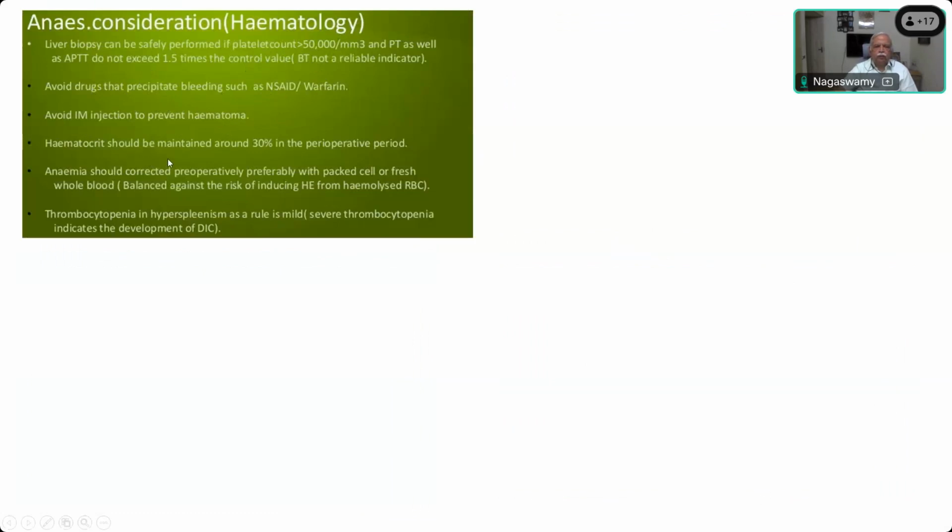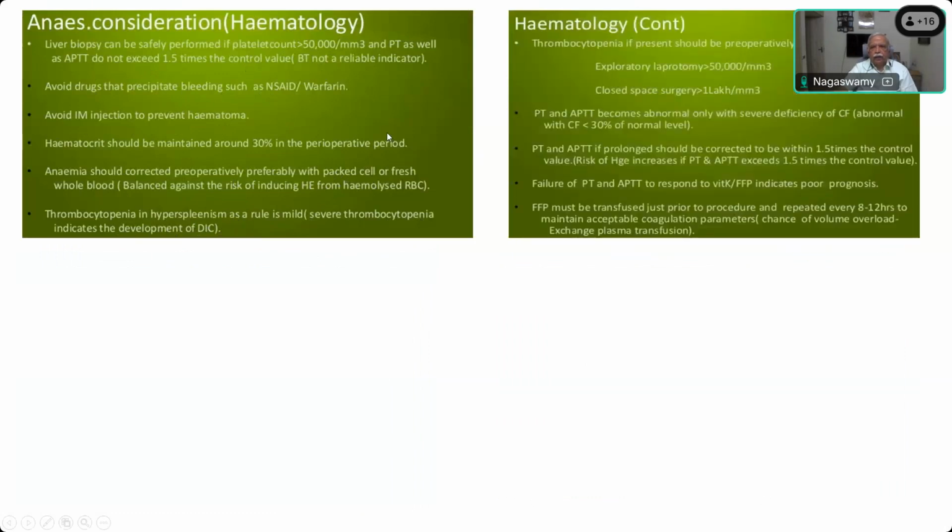Hematocrit should be maintained around 30%. Anemia should be corrected preoperatively with blood transfusion or a packed cell transfusion. Thrombocytopenia in hypersplenism as a rule is mild, and severe thrombocytopenia indicates the development of disseminated intravascular coagulation. And platelet count should be checked, and all coagulation parameters should be checked.